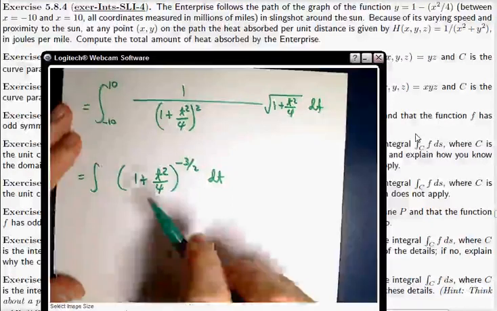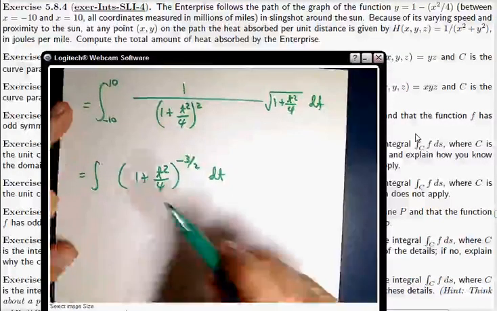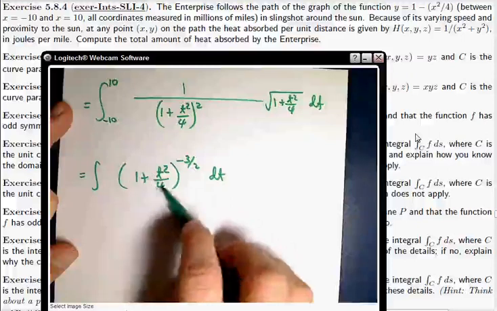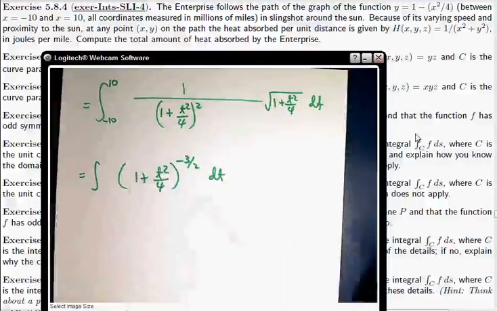And this is a trig substitution. What you have to do is you look at what's on the inside here and you ask yourself, does that look familiar? Does that look like any trig identities that I know? And yeah, it looks like the 1 plus tangent squared equals secant squared.